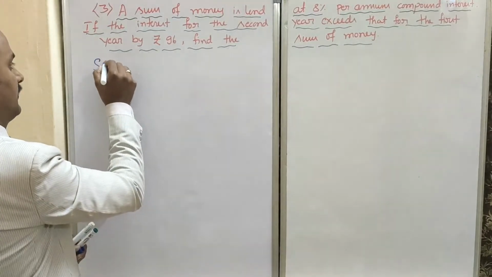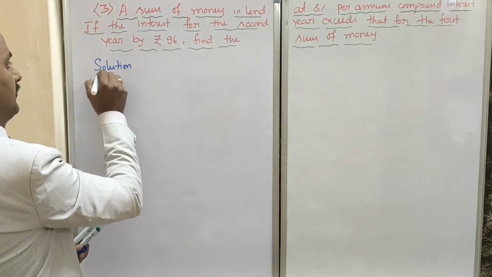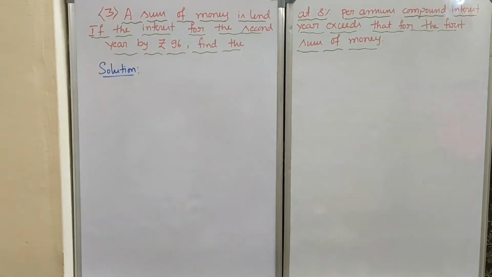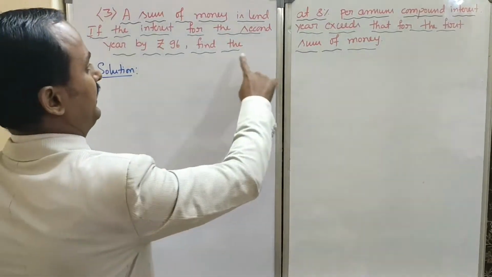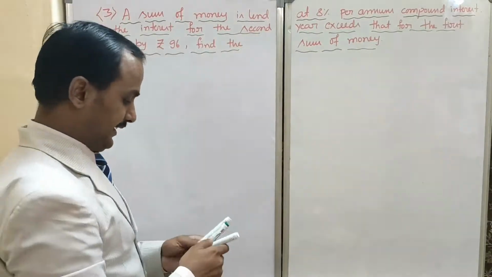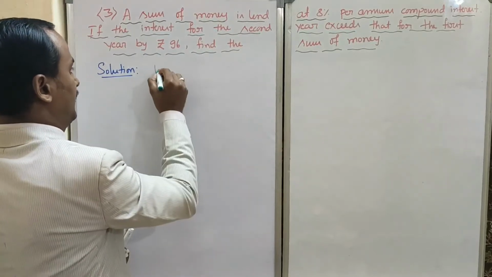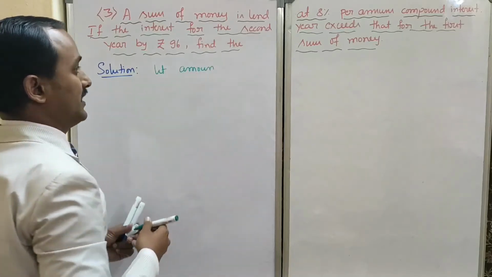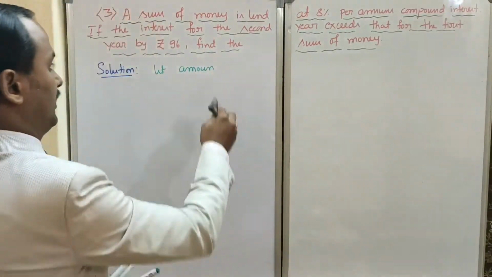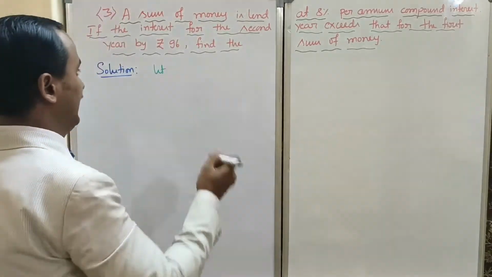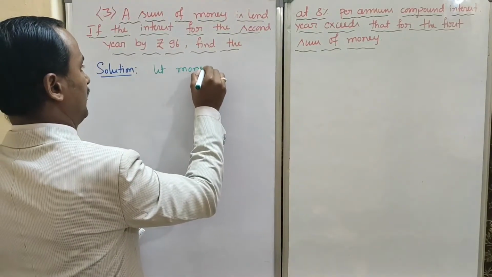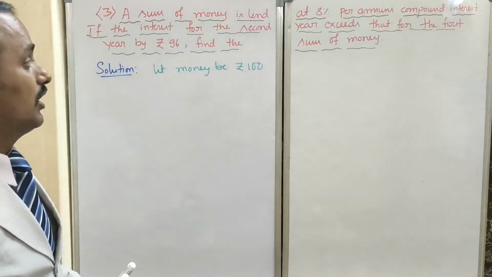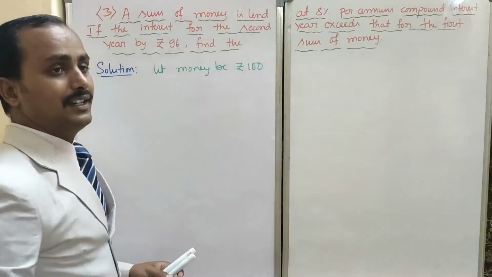Solution. Dear children, the sum amount which I am finding, I am considering it like this. Look here, let the money, don't say amount, the sum of money, let the money be rupees 100. I am considering 100 rupees as the money lent in the beginning.